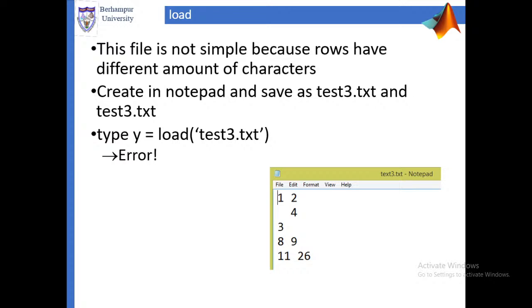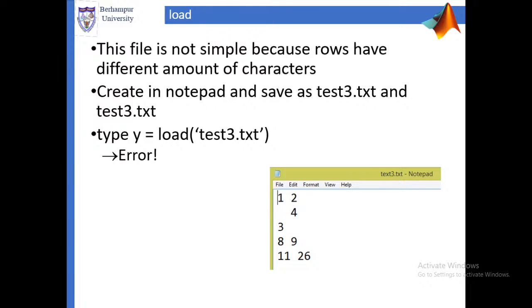So the first row is 1, 2. Second row, first column is not there, second column is 4. Third row, first column is there, 3, second column is absent. Fourth row, both the columns are there, fifth row, both the columns are there. Now if I want to read this file, we try to load this into MATLAB. So we will write y is equal to load test3.txt within brackets in quote marks. So the moment we write that, we will find an error. Let us see whether we are finding an error or not.